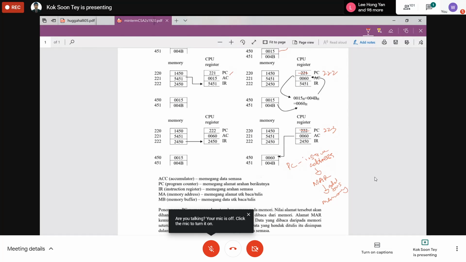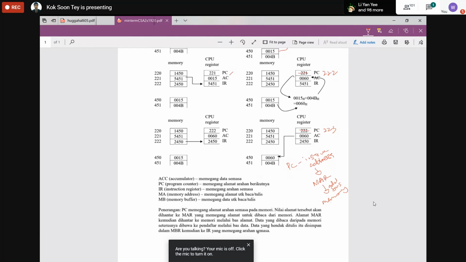When your memory receives this address, then it will go to the address location and send the data to your MBR. Okay, your MBR will hold the data. After that, your MBR will send it to IR. Okay, so this is through the data bus. So this is the whole process of instruction execution. I will upload this video recording in the Spectrum after this.